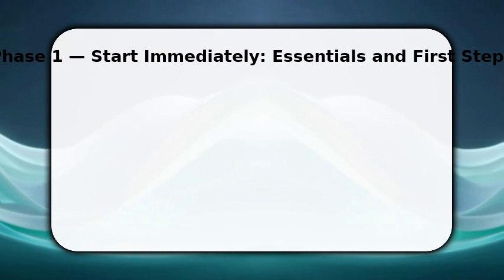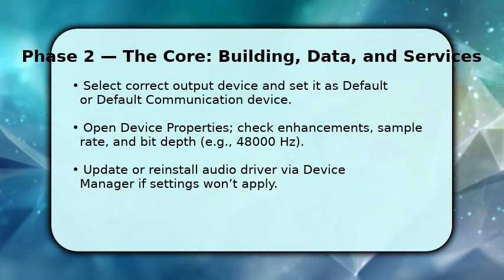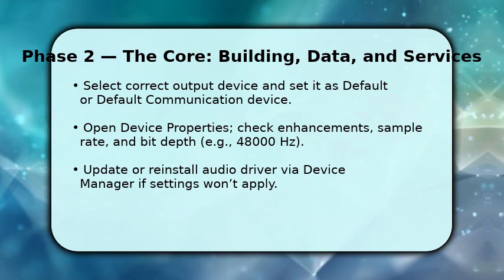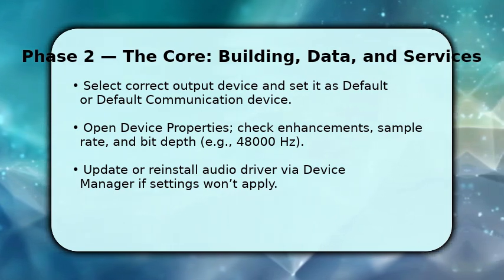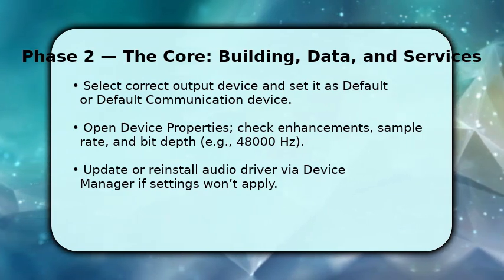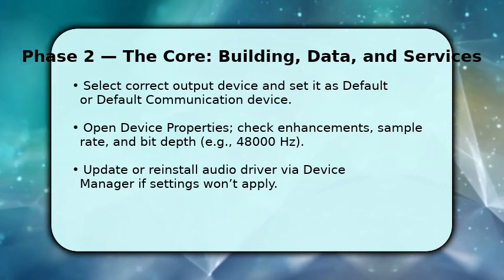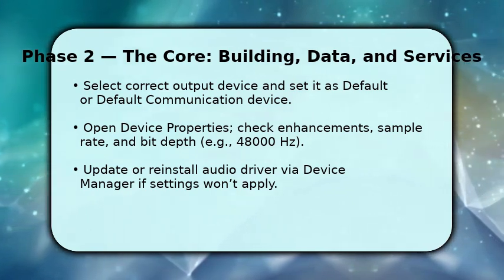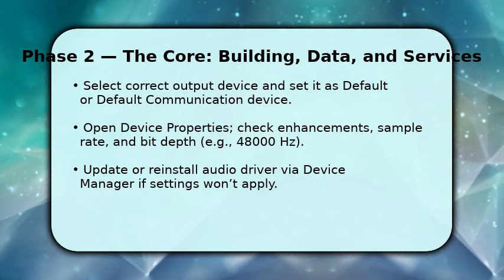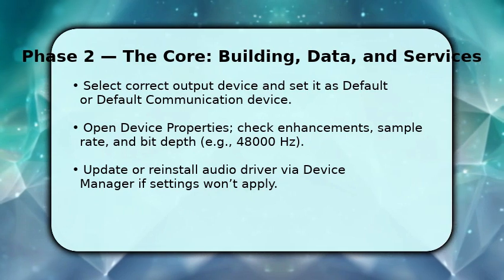Next, you fine-tune device settings and verify drivers to resolve common software causes. Choose the proper output and set it as default and default communication device so apps route correctly. Then open device properties to disable unnecessary enhancements and set sample rate and bit depth. Try 48,000 Hz and 24-bit for most modern gear. If the settings revert or options are missing, update or reinstall the audio driver in Device Manager.